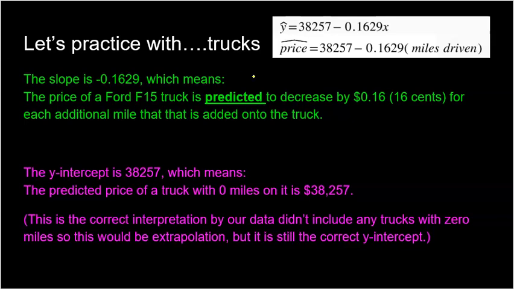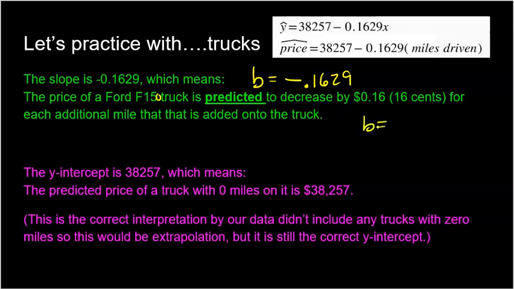The equation is y hat equals 38,257 minus 0.1629x. First off, please note that the slope is next to the x. It is the negative 0.1629. All right, what does that slope tell us? Well, here it goes in context. The price of a Ford F-150, sorry, I forgot the zero there. The price of a Ford F-150 truck is predicted to decrease, because it's negative, by about 16 cents for each additional mile that is added onto the truck.